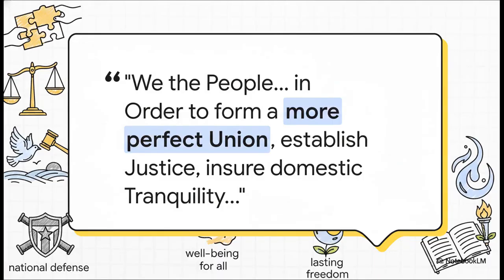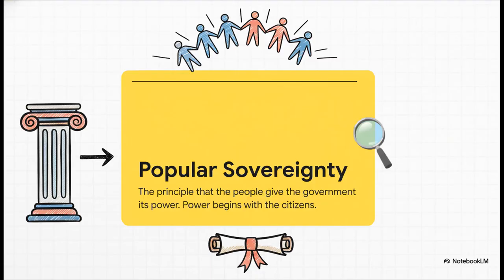This opening, the preamble, is basically the government's mission statement. And each goal in here is a direct response to the chaos they'd just lived through, to form a more perfect union instead of a loose league of states, to establish justice where there was none, and to ensure domestic tranquility after events like Shays' Rebellion. And all of this boils down to one core principle: popular sovereignty. It's this foundational idea that the people rule, and the government only exists with the consent of the governed.